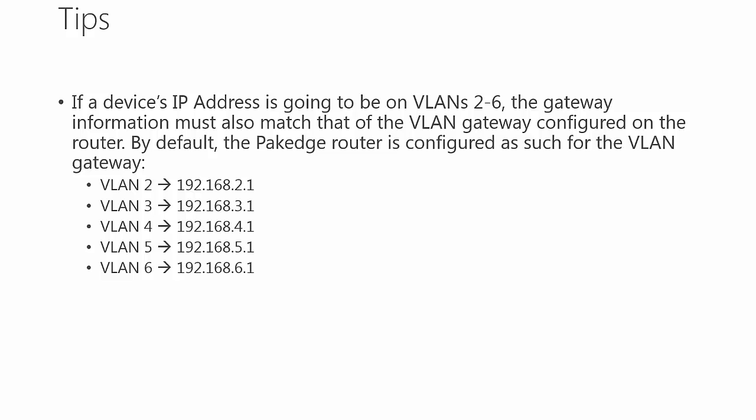For example, for my ports being configured on VLAN 2, I need to place a 192.168.2.1 gateway to match the VLAN 2 gateway configured on my router. For VLAN 3, I need to place a 192.168.3.1 gateway to match the VLAN 3 gateway on my router once again.